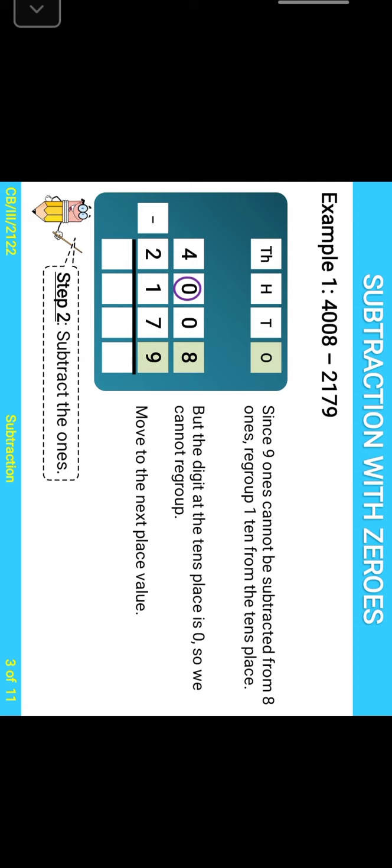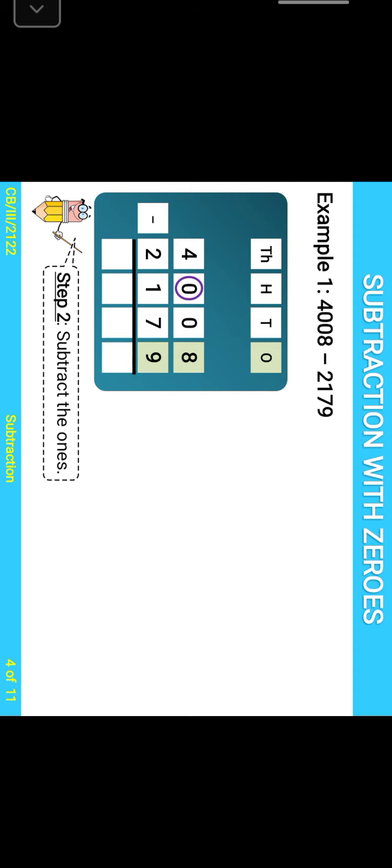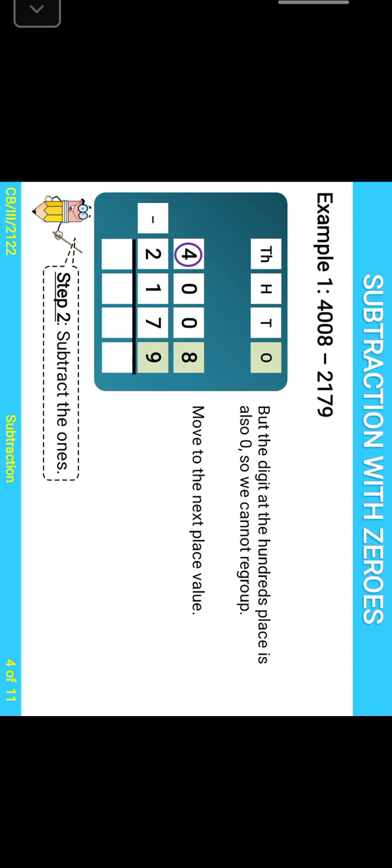Now what will you do? You will go to the hundreds, but on the hundreds place also there is a 0. That is, we cannot regroup them, we cannot take a borrow for the tens place 0. So what should you do? You have to again move to the next place, the thousands place, that is the 4. Yes, that is a 4. So now you can take a borrow from the 4 for the 0 of the hundreds place.